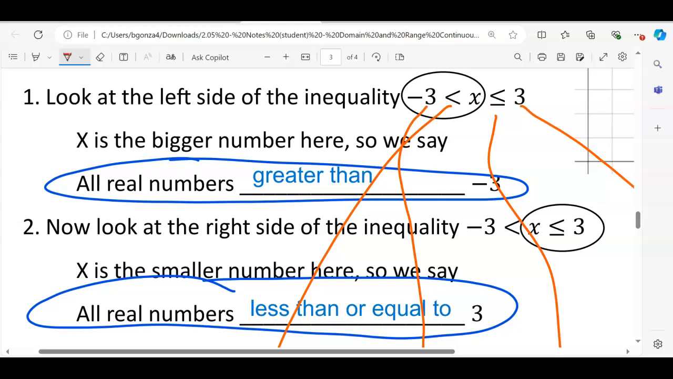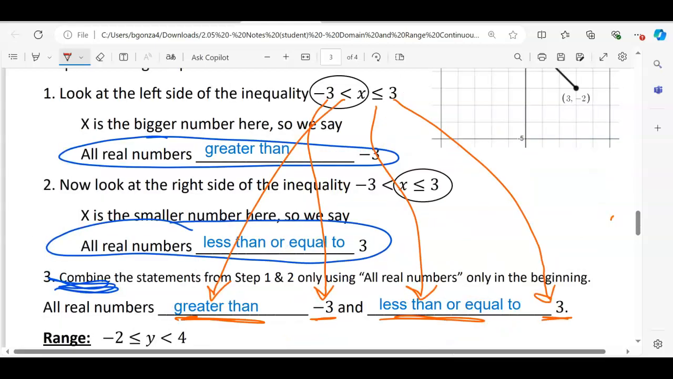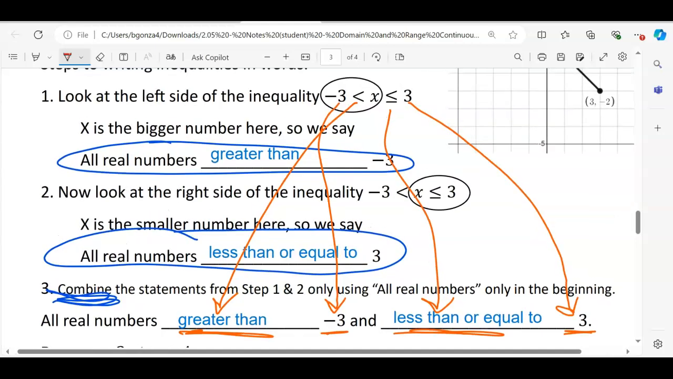So you make those two statements in your brain, and step 3 is you stick them together. So here's step 3, put it all together, and I drew some red arrows to kind of show you where I wrote stuff and why. We always start with this phrase, all real numbers, greater than, without an equal, the left number, and less than or equal, the right number. Okay? I'll let you get that down.